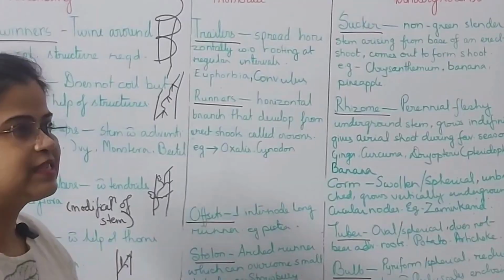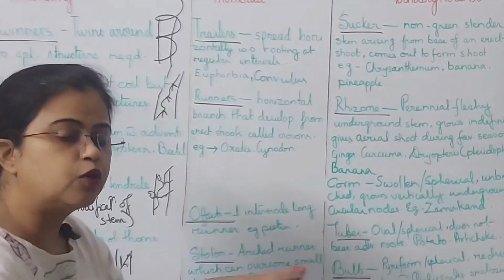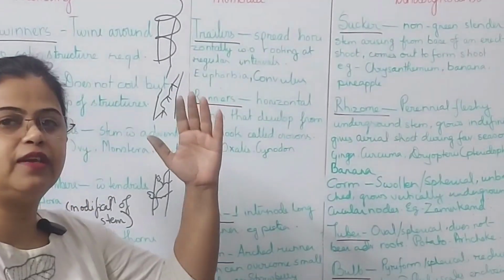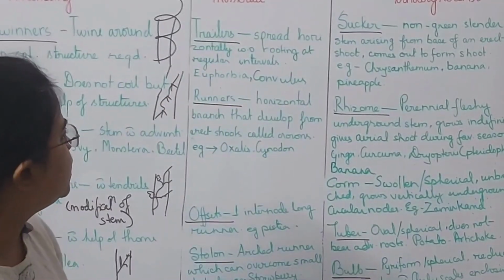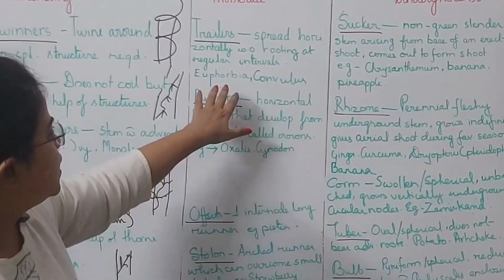Okay. Now let us come to prostrate. Prostrate means what? Or subaerial or on the ground, which are growing on the surface of the ground. They are never erect. Trailers. They spread horizontally without rooting at regular intervals. कहाँ देखने को मिलता है?